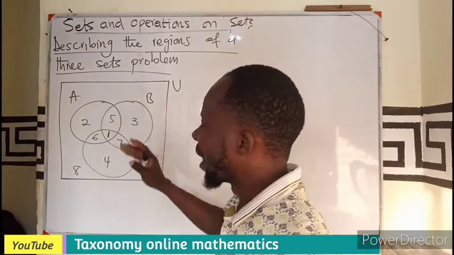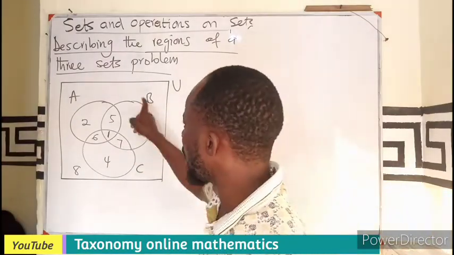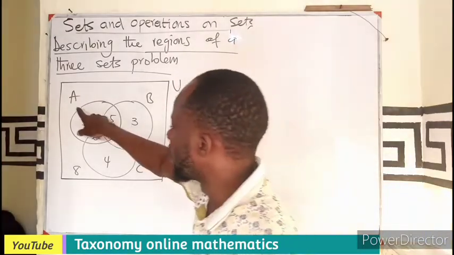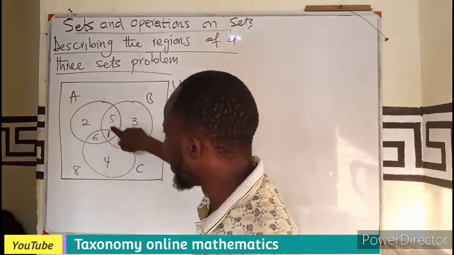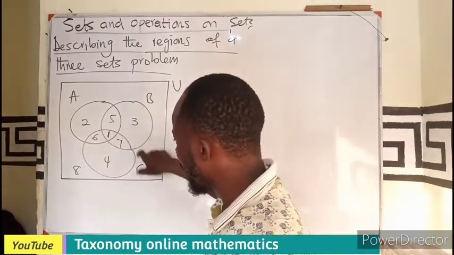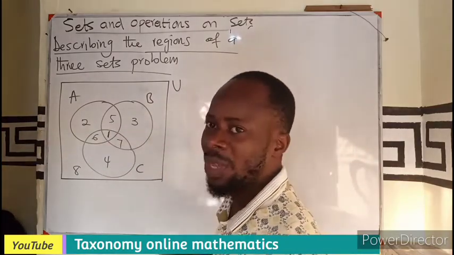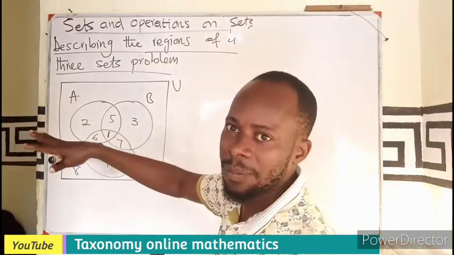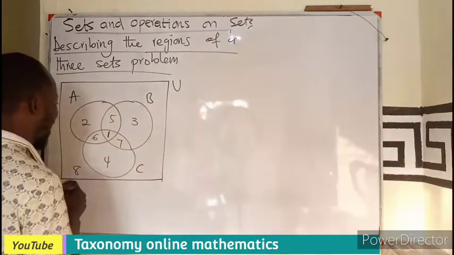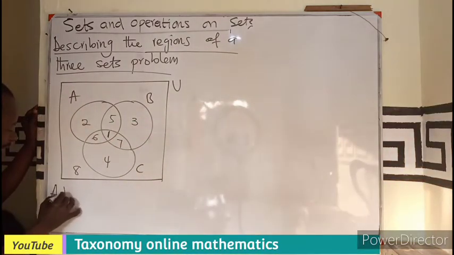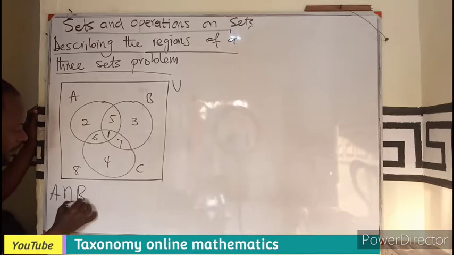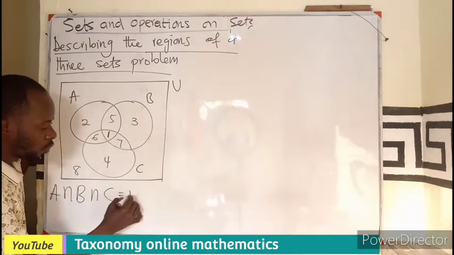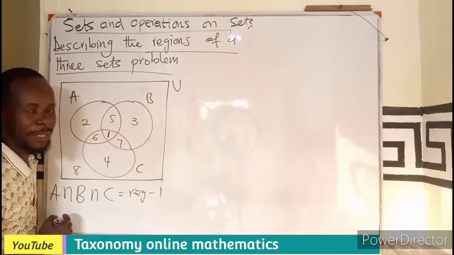So if you look at region 1, if you are to draw the circle B, you will include the 1. If you are to draw the circle A, you will still include the 1. And if you are drawing the circle C, 1 will still be included. Meaning, that is the intersection of the three sets. So, if I want to find the intersection, that is A intersection B intersection C, will equal region 1.